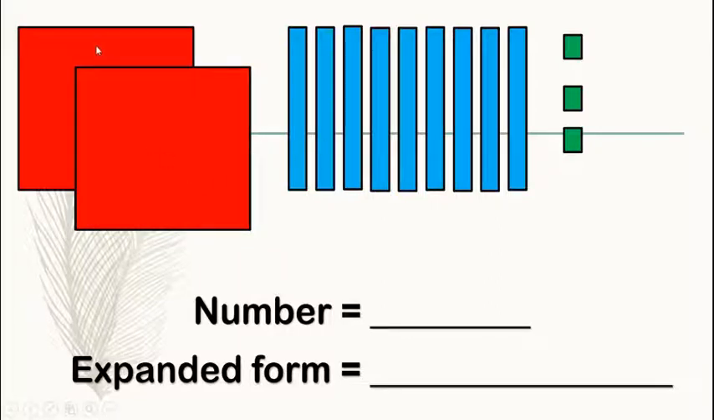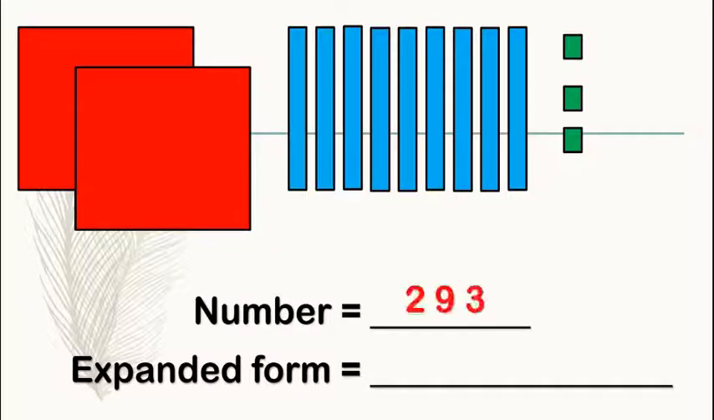So let's count. 1, 2. So we have 200s. How about the tens? Let's count. 1, 2, 3, 4, 5, 6, 7, 8, 9. So we have 9 tens. How about the ones? Let's count. 1, 2, 3. So we have 3 ones. So in simplest way, we have 200s, 9 tens, 3 ones. So what is the number we can form of this place value blocks?